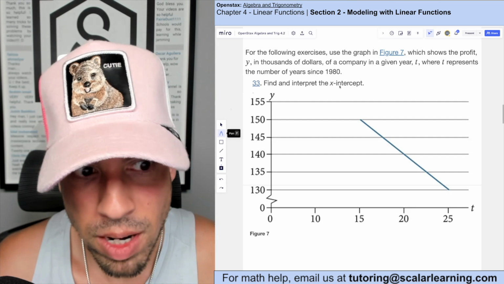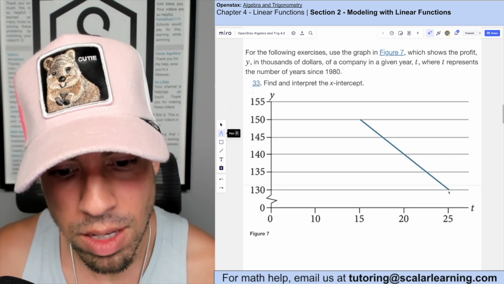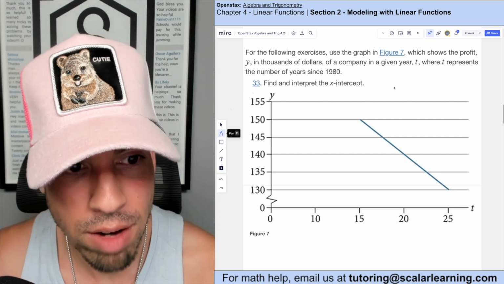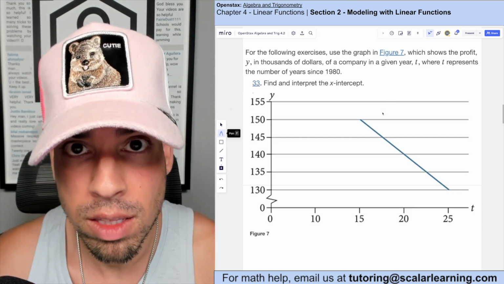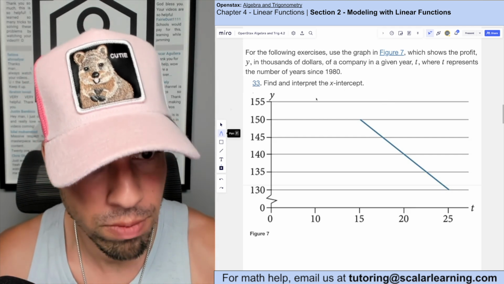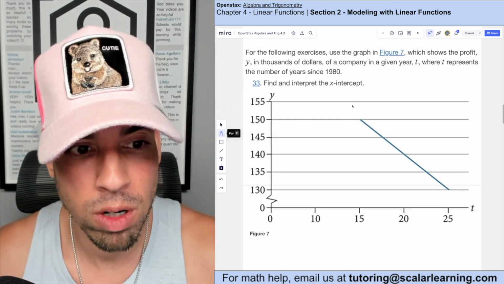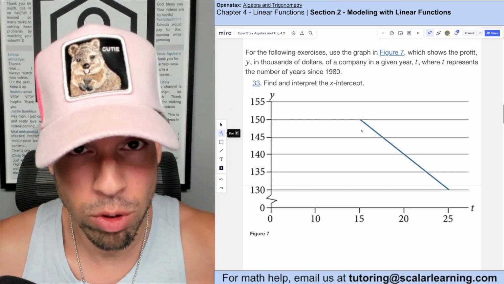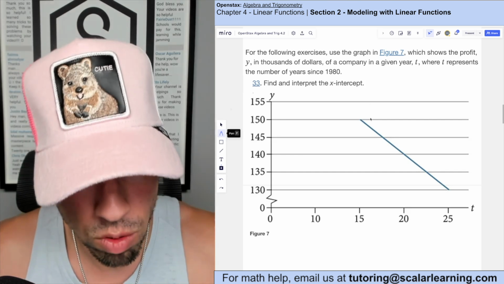So for 33, it says find and interpret the x-intercept, but in this case, that's actually not shown on the graph. So if you want to see how we got the linear function for this scenario, go back to 31. I'm not going to go through the whole process again for 33, but I'm going to write it up and we're going to use it going forward for this problem.